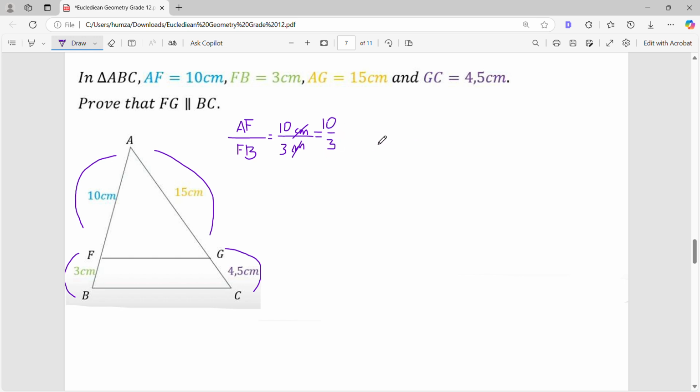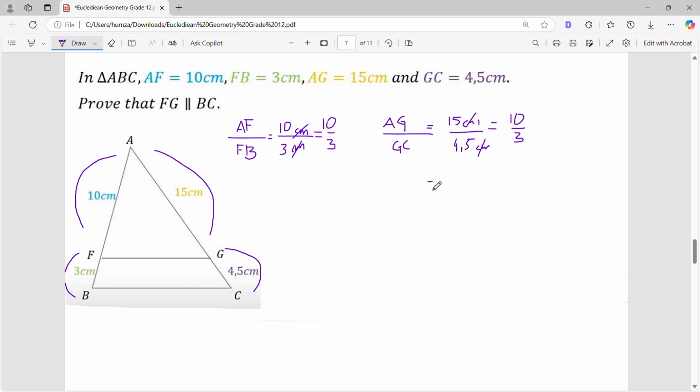And now let's take another side, AG over GC. We can say that AG over GC is equal to 15 centimeters over 4,5 centimeters, and that is also equal to 10 over 3. Hence we can prove that these are parallel lines. But how did we get 10 over 3 for 15 divided by 4,5?